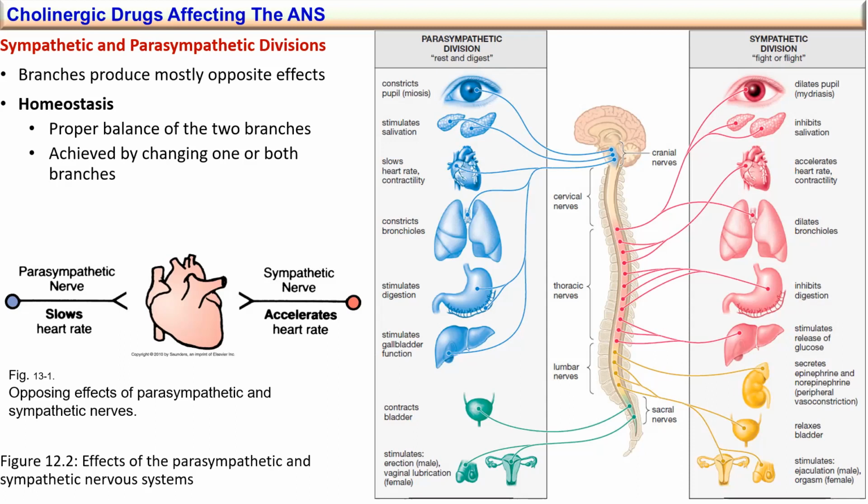The sympathetic nervous system, the SNS, activates under stress, the fight or flight response. It makes the body ready for an immediate response to a potential threat.